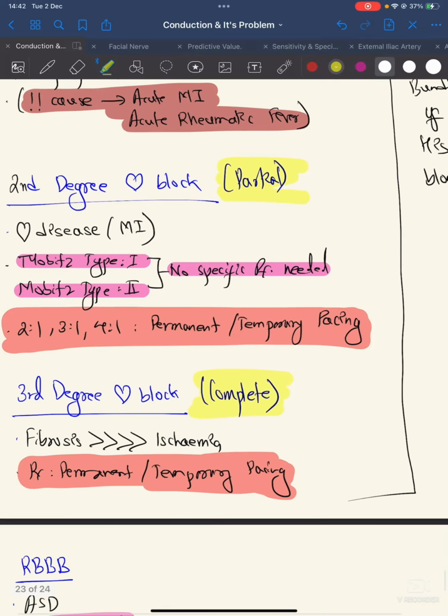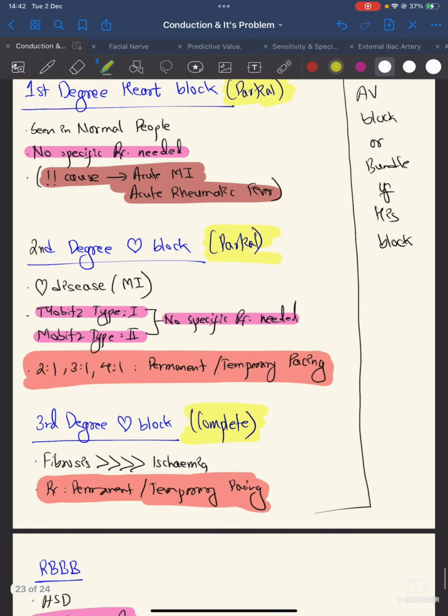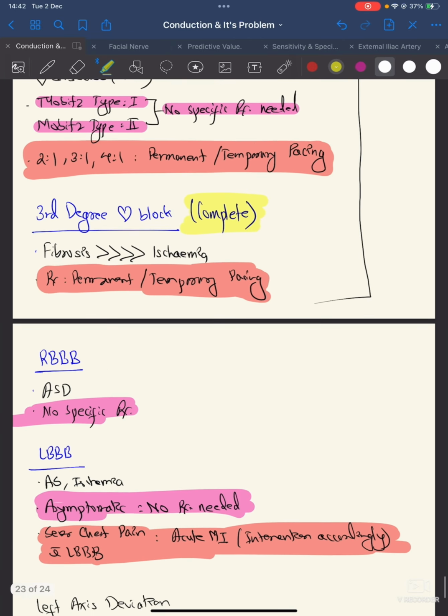So this is the second degree heart block, and you will be requiring permanent or temporary pacing only for the complete heart block. For the rest, Mobitz type 1, Mobitz type 2, and the first degree heart block, you will not be requiring any significant intervention.